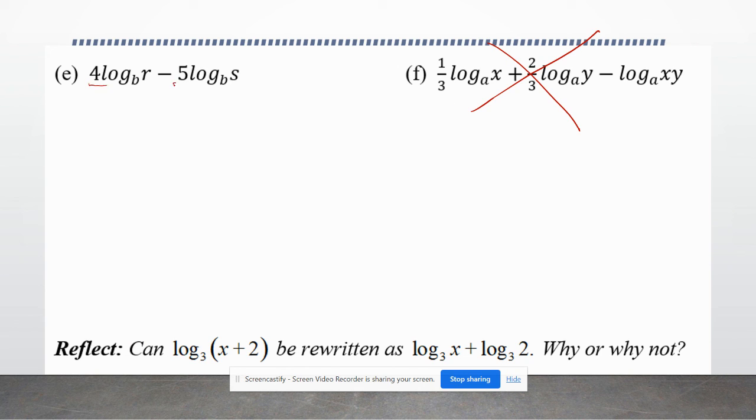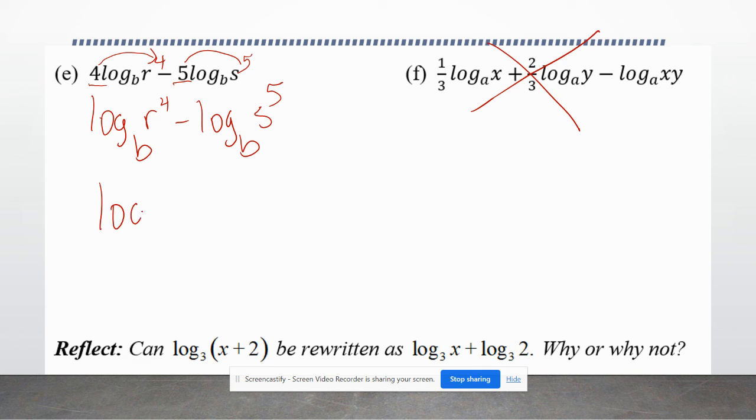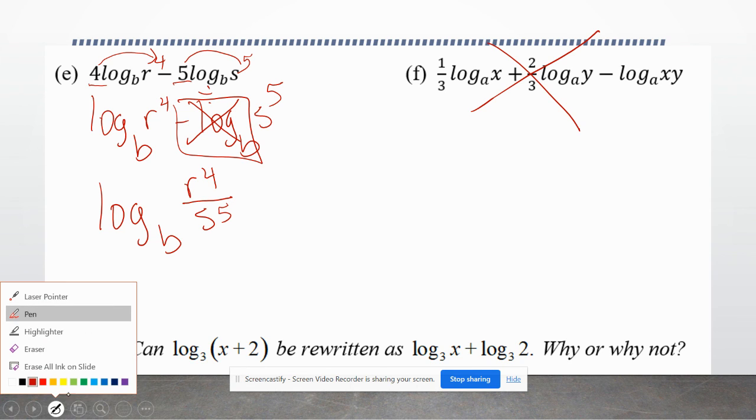Example E. Start again with moving the stuff in front of the logs back up as exponents. So log base b of r to the fourth minus log base b of s to the fifth. Condense this to a single log base b. We have r to the fourth, minus log b started as division, so divided by s to the fifth. We're not going to do that last example, f.